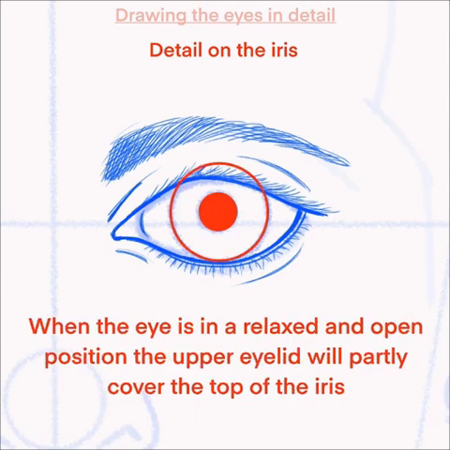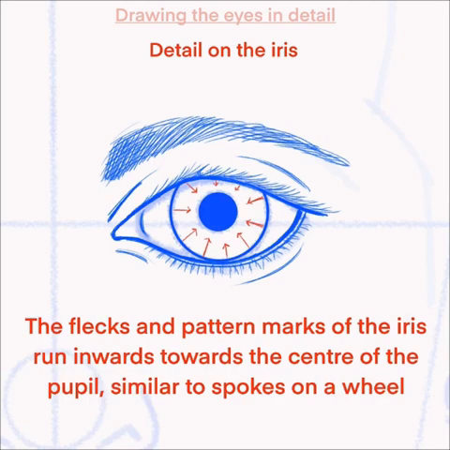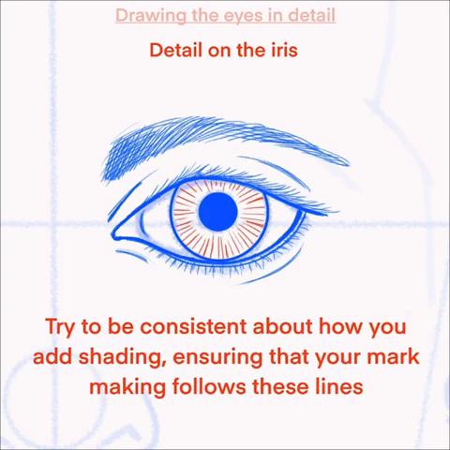When the eye is in a relaxed and open position, the upper eyelid will partly cover the top of the iris. The flecks and pattern marks of the iris run inwards towards the centre of the pupil, similar to spokes on a wheel. Try to be consistent about how you add shading, ensuring that your mark making follows these lines.